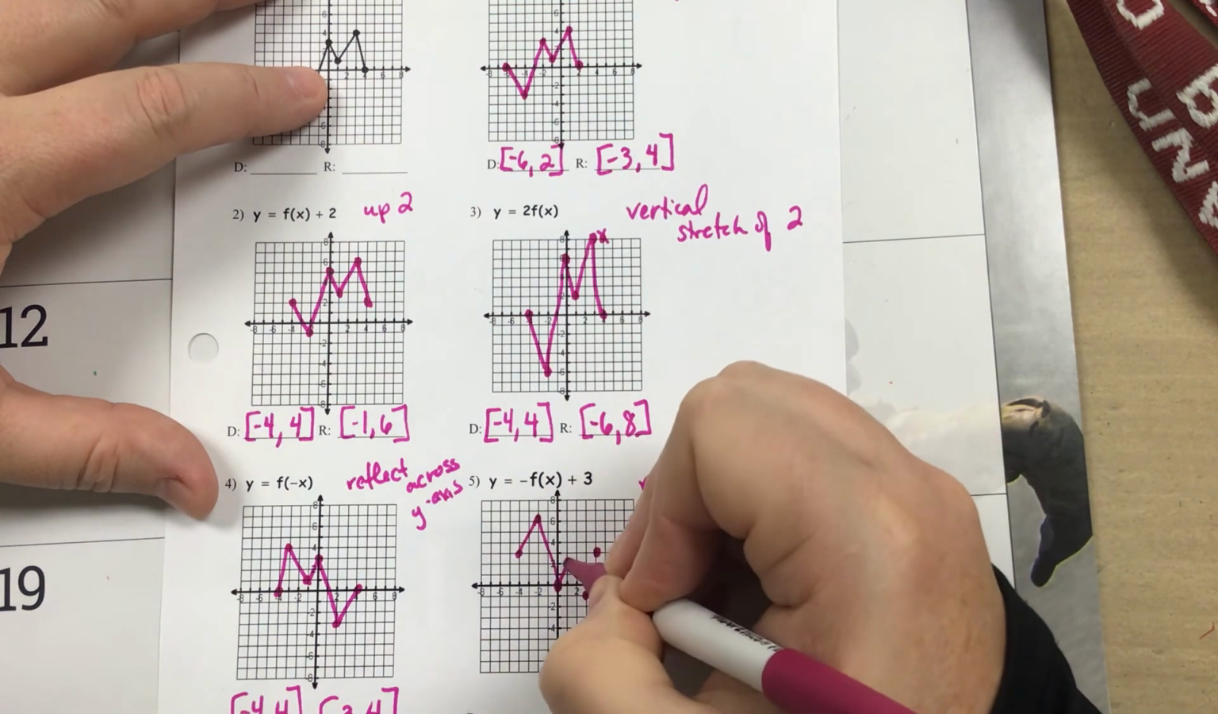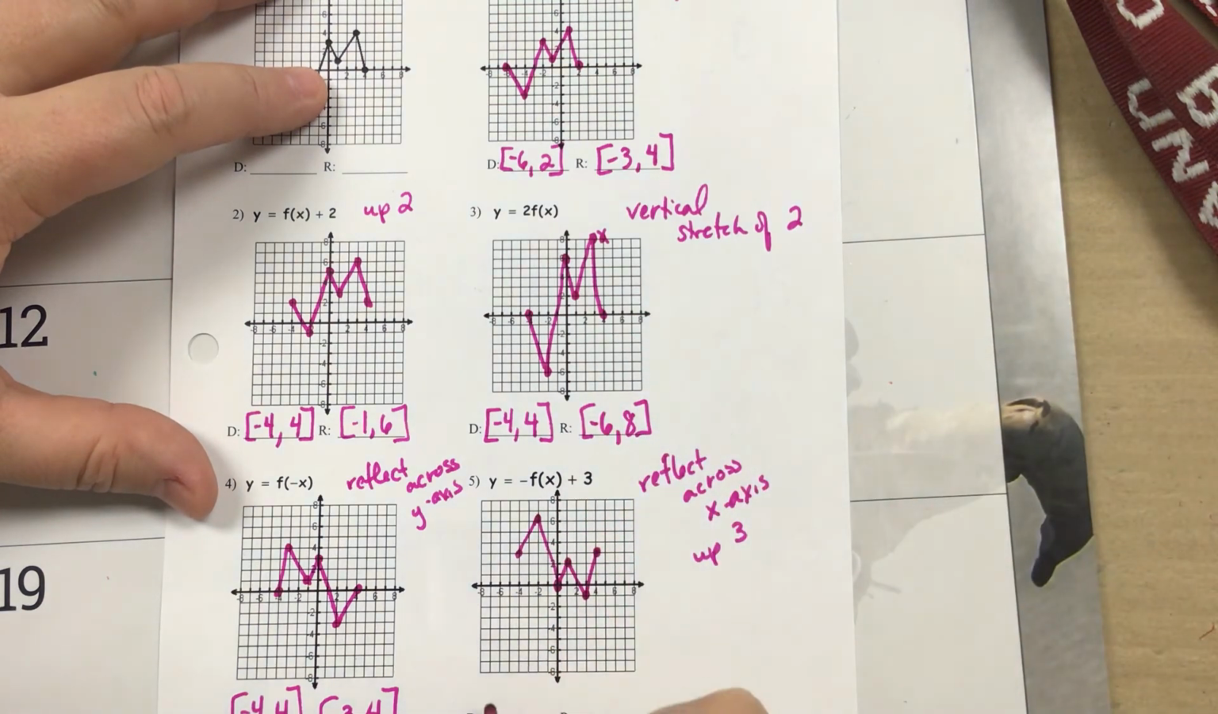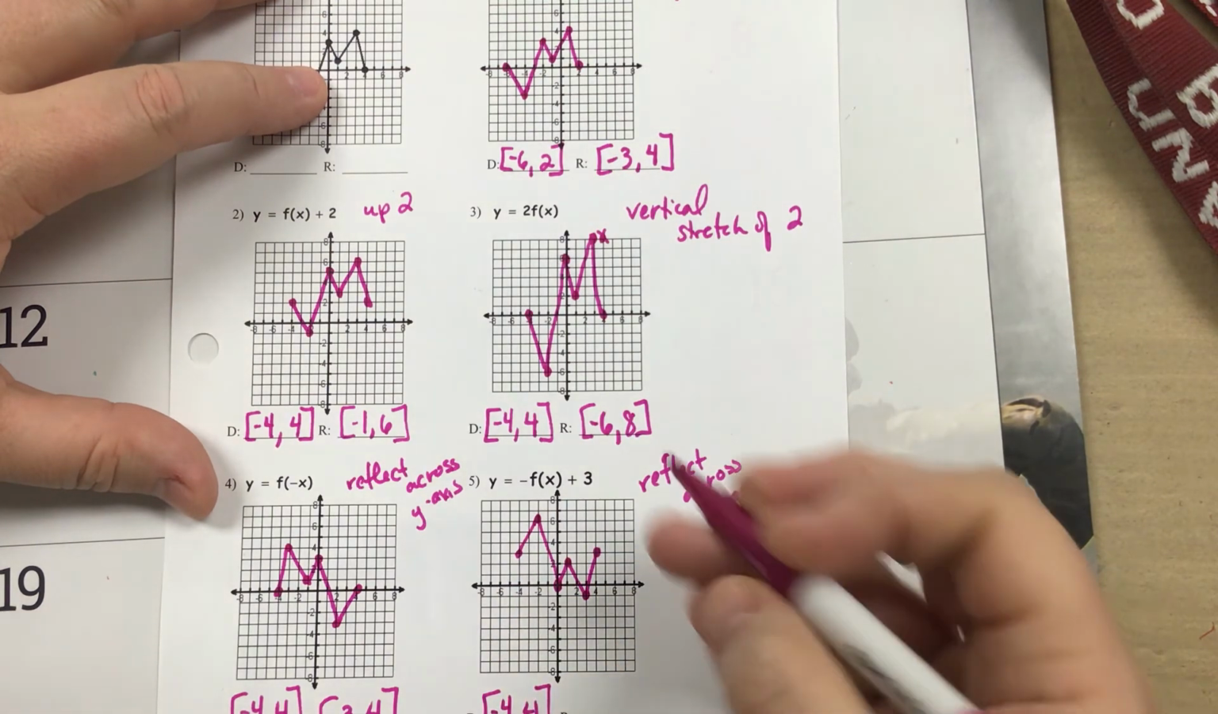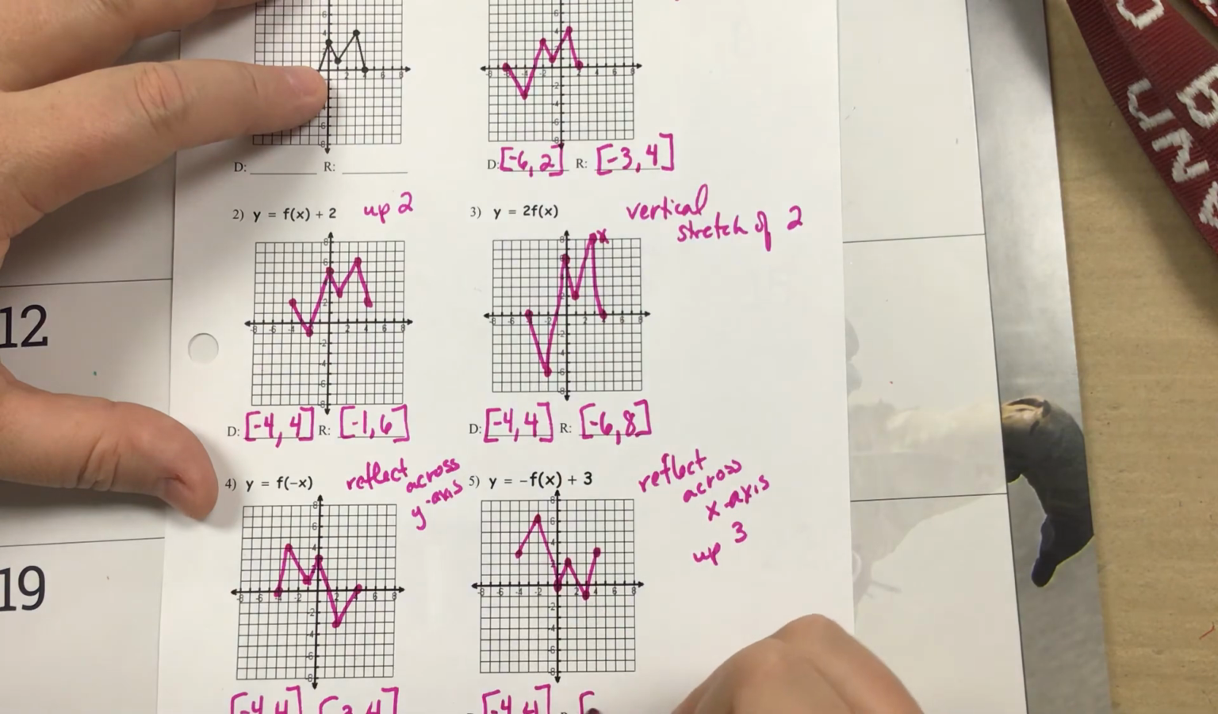So if I connect my segments, there we go. My domain or my x values still go from negative 4 to positive 4. And my range goes from negative 1 up to 6.